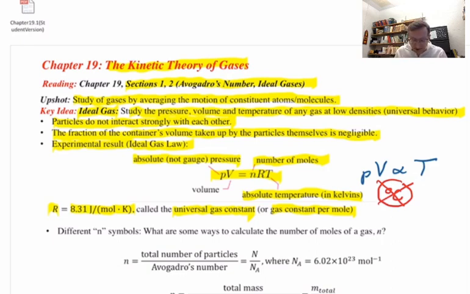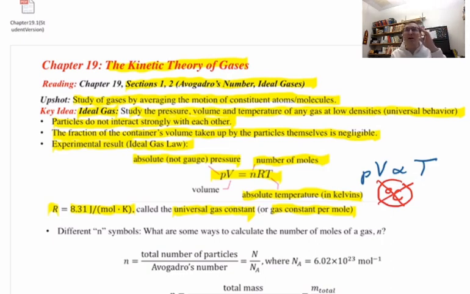You can convince yourself that those have to be the units of R in order for all the units in that ideal gas law formula to be consistent. All right, that's what we're going to use for this whole chapter. That's the ideal gas law model equation that relates pressure, volume, temperature, and some way to measure the amount of the gas, in this case, the number of moles.